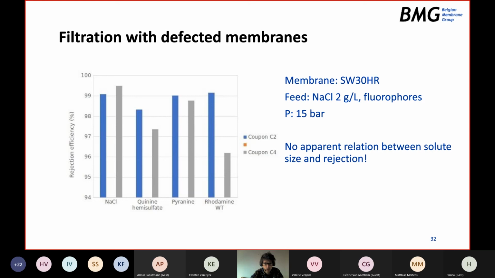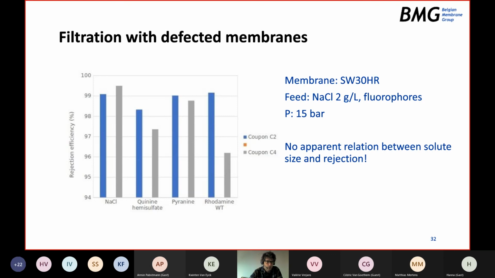However, those compounds are all very large. They all contain a chromophoric group, so they contain multiple phenyl rings, they contain side chains and so on. So they're quite large compounds, and yet their rejection is between 96 and 99%. You would again expect for a non-defected RO membrane a rejection of about 100% really. There's no reason why such large compounds should penetrate through. And also there seems to be no relation between solute size and rejection.